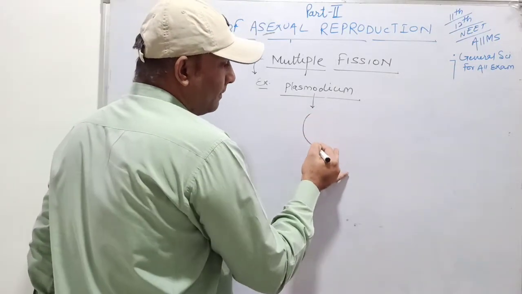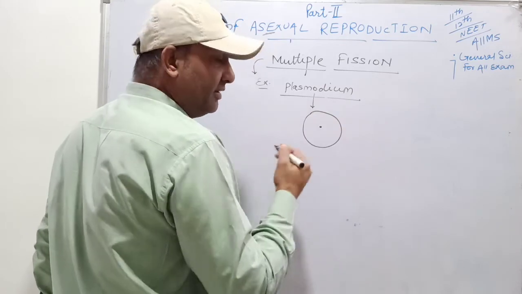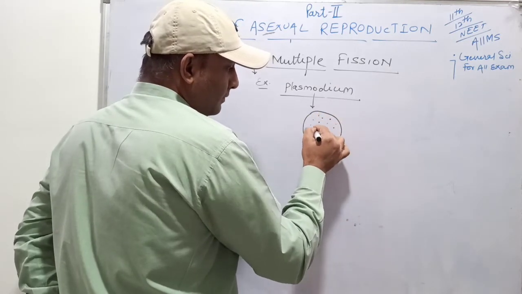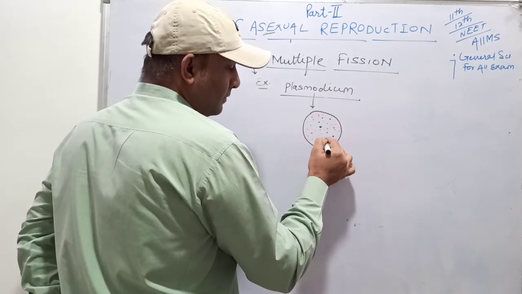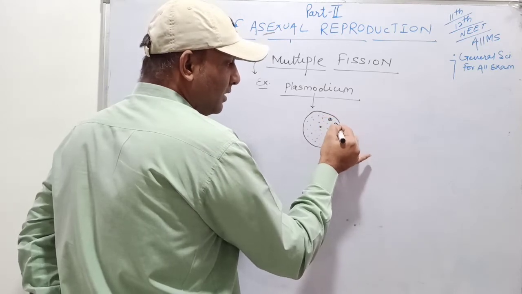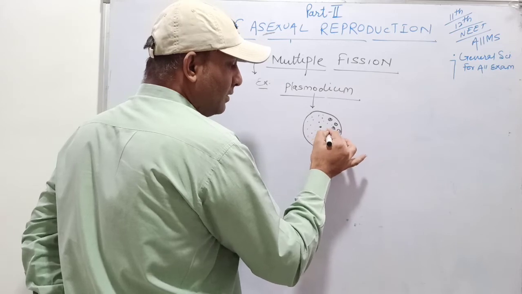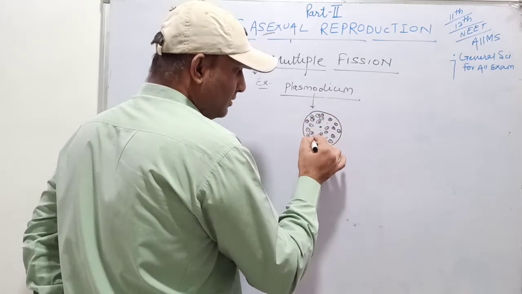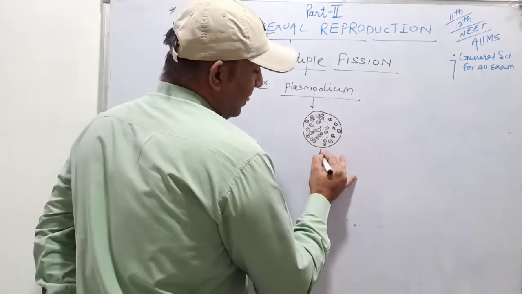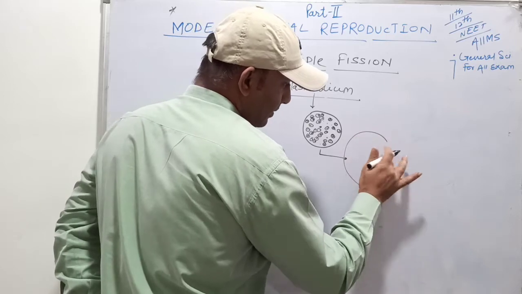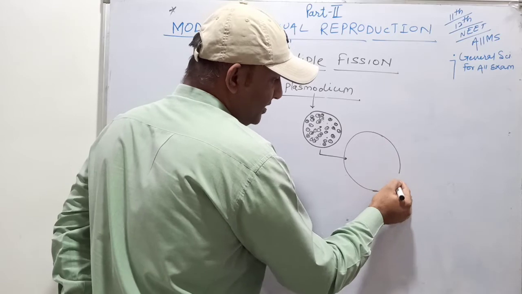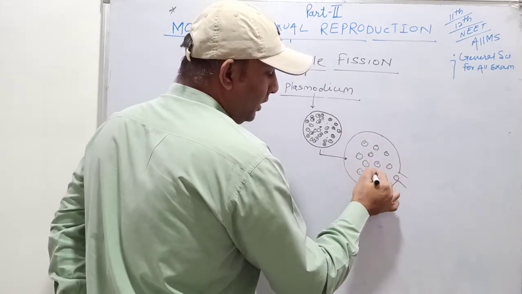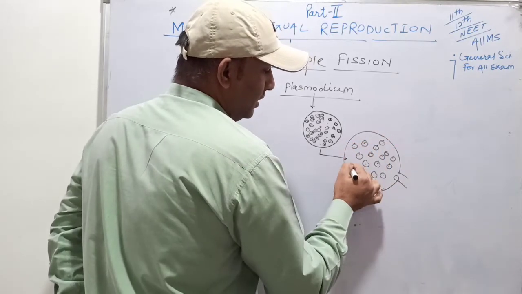So in this case the plasmodium's single nucleus divides into many nuclei, and each nucleus is covered by a membrane, which is the division or distribution of cytoplasm. After that, the plasmodium bursts and releases all the minute or tiny structures into human blood.